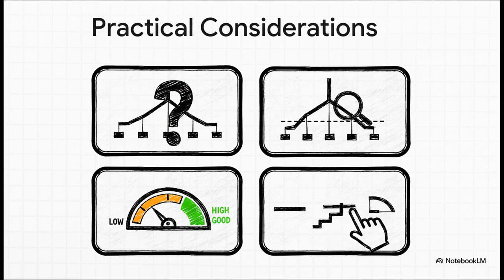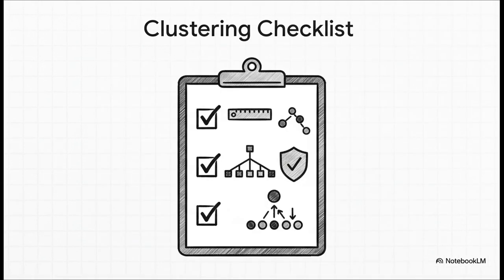Also, if you have tons of features, you might want to consider using something like PCA to reduce the dimensionality first. And, last but not least, be mindful of the cost. Calculating all those pairwise distances takes time and memory, so for really, really big data sets, this method can get pretty slow. So if you're going to take anything away from this, let it be this checklist.